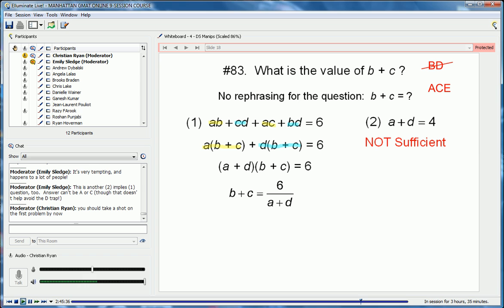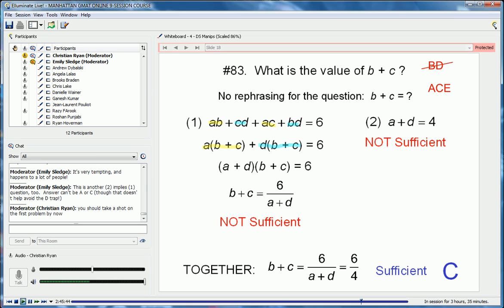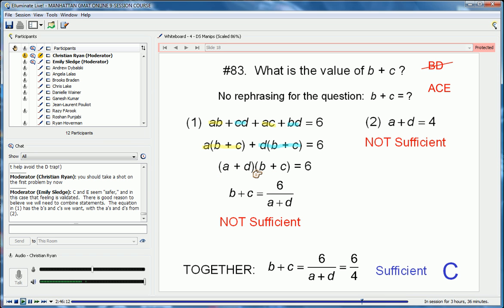So you get B plus C equals 6 over A plus D. That's not enough on its own. But then once you put them together, B plus C equals 6 over 4. And notice we have 4 variables and 2 equations, and yet we're able to solve. We're able to solve for this combo B plus C using this combo A plus D, and then this really winds up just being the product of those 2 combos. So it's really as if there are sort of 2 underlying variables. One is A plus D, the other one is B plus C.